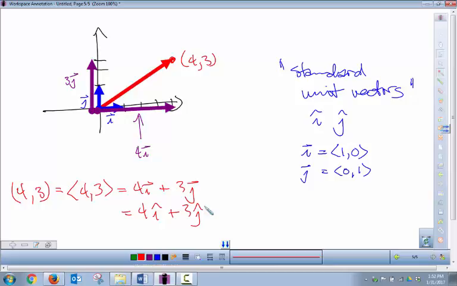Okay? Now, in R3, you'd have a third unit vector called k. I, j, k, that's the next one in the alphabet, right? So the k vector goes in the z direction. And so your i and j will have one more component because it's in 3 dimensions, and then you would have a k component. Okay, so that's enough for you guys to think about for now.